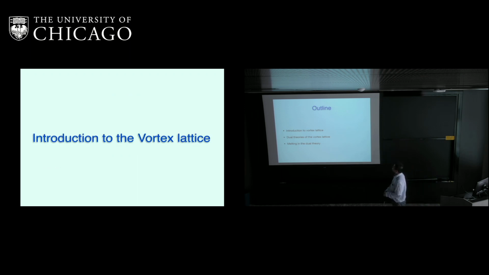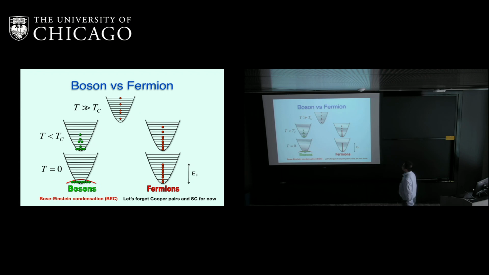Okay, so let's begin with the introductory picture of the vortex lattice. Everybody knows that bosons and fermions are very different at low temperature. At high temperature, they are almost the same. But after some critical temperature, the bosons begin to condense to the lowest energy level. Fermions still keep separated due to the Pauli principle. So let's forget about the Cooper pair and superconductor for now. In this picture, below the critical temperature the bosons will occupy the lowest energy.